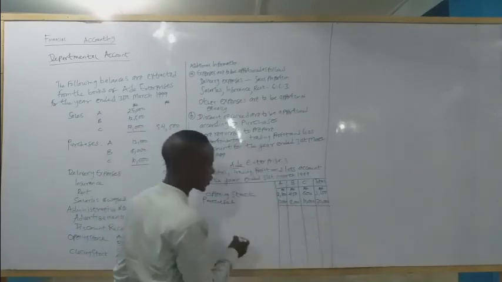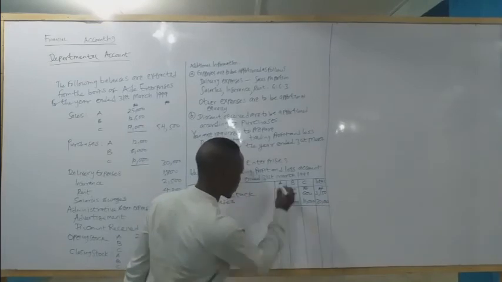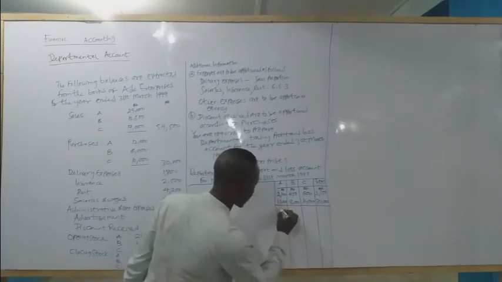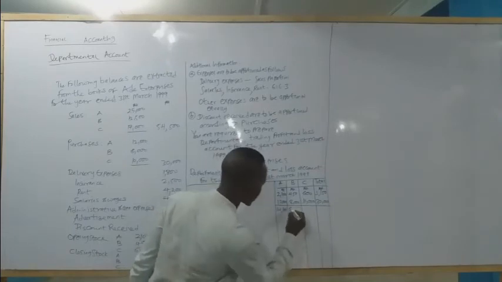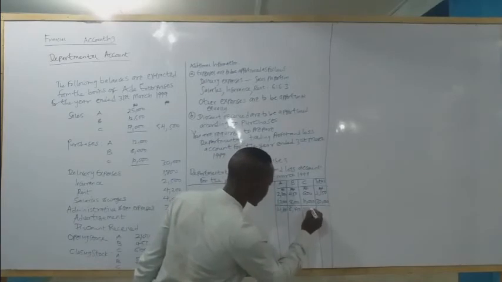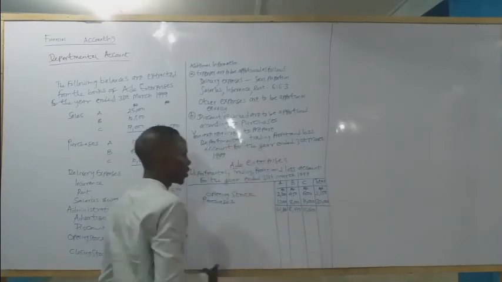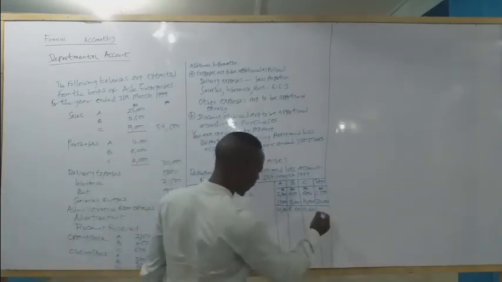When we add this, we get our cost of goods available. This is 14,100. Here we have 8,450. Here we have 10,600. What is the total we have? The total then should be what?